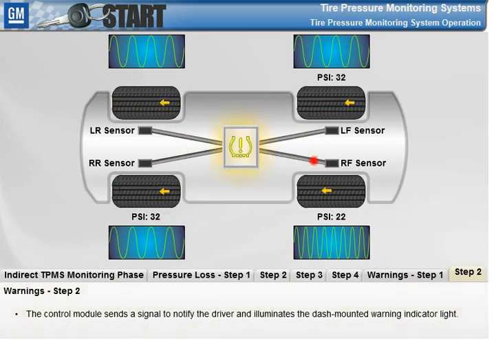Once the control module detects a suspected issue with the tire pressure, it notifies the driver. The control module sends an output signal that illuminates a dash-mounted warning indicator light.